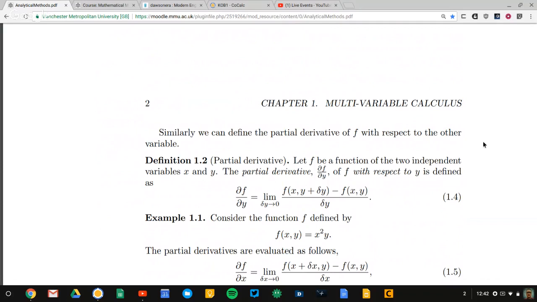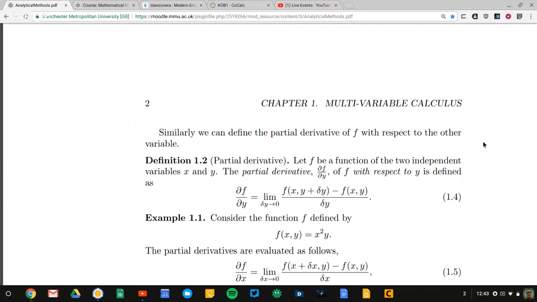Using the definition, we can literally just copy down the definition first. This is f evaluated at x plus delta x. Sorry, my delta is a bit weird. Delta x and y, minus f of xy, all divided by delta x. This is the change in value relative to delta x, and taking the limit of that as delta x approaches 0.